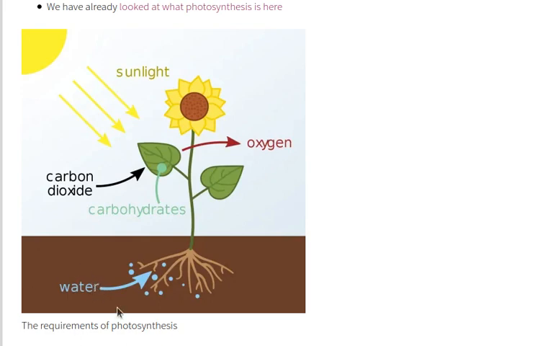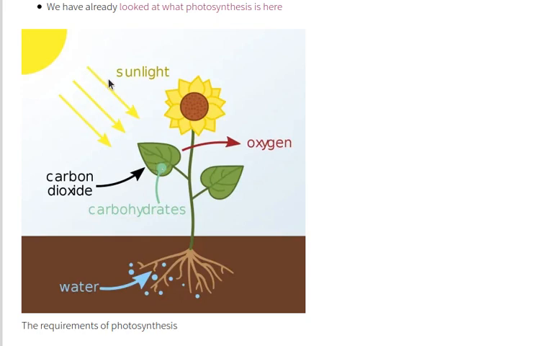We get the water from the roots, from the soil. The water is absorbed by the roots and moves by the stem to the leaves. Then the carbon dioxide gets into the leaf through the stomata openings, as you're going to be seeing in a minute.